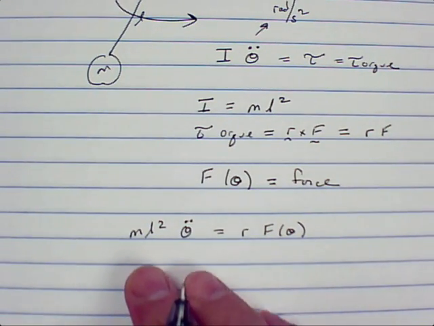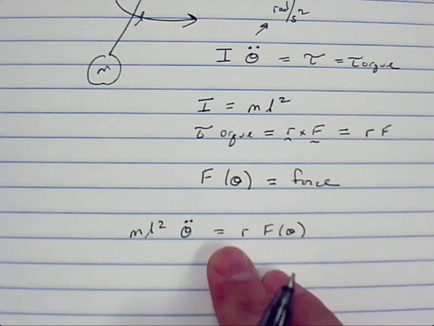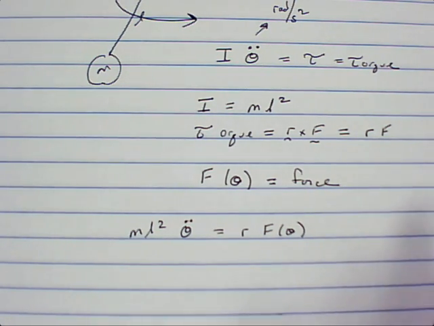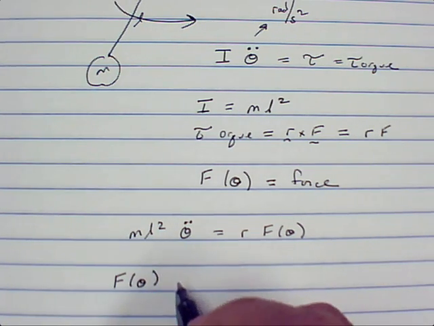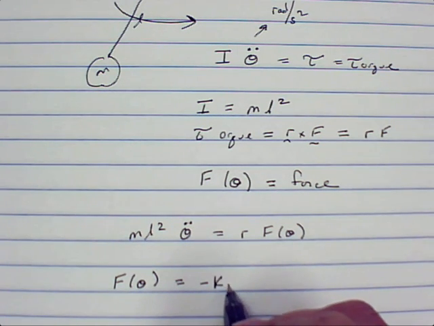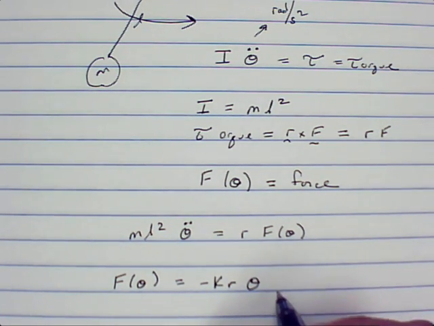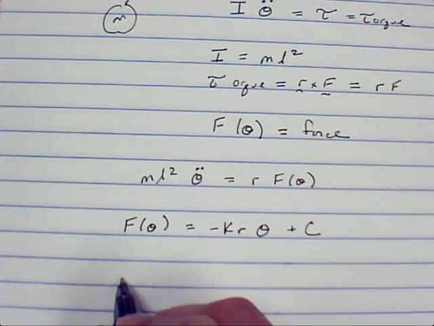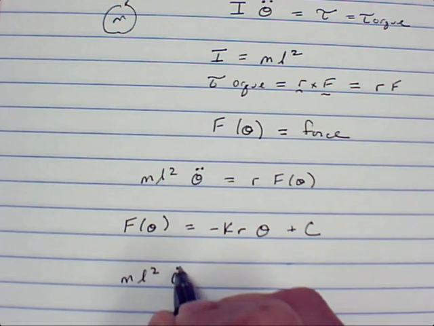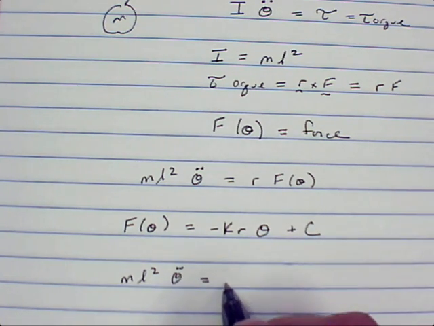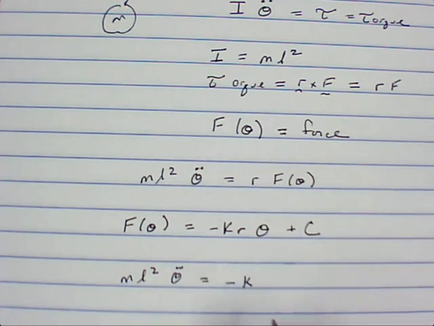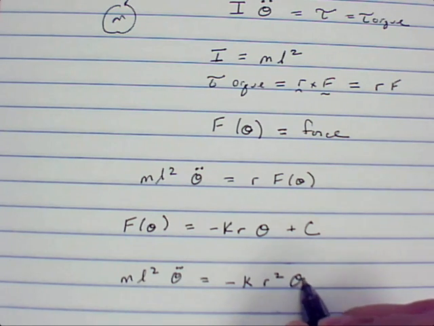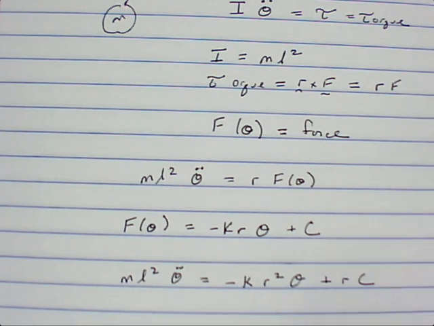So we have something that looks like something times theta double dot equals something times theta. Because the force of theta from the last equation looked like minus kr theta plus some gigantic c. So we're going to have an equation that looks like ml squared theta double dot equals minus k r theta, but I've got to multiply that by an r, so minus kr squared theta plus this rc.